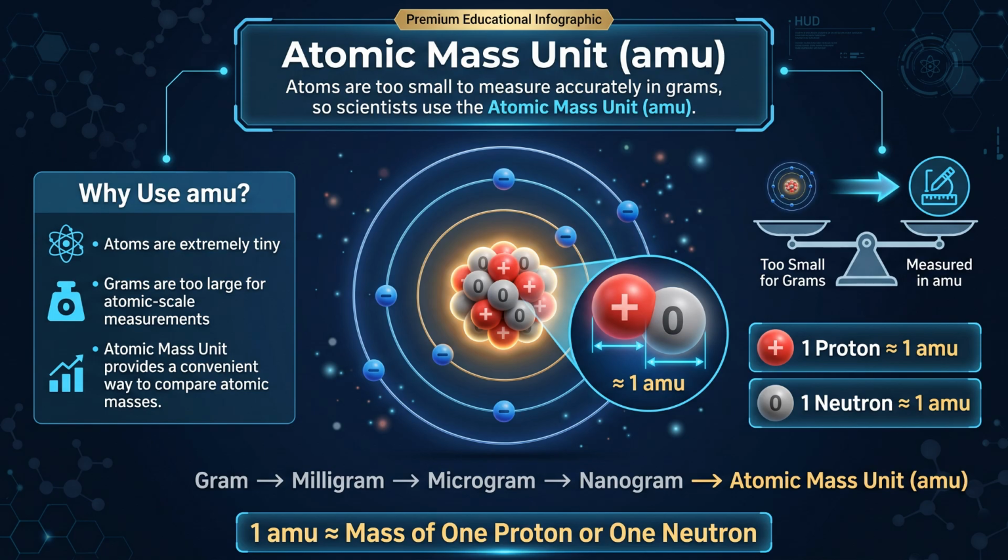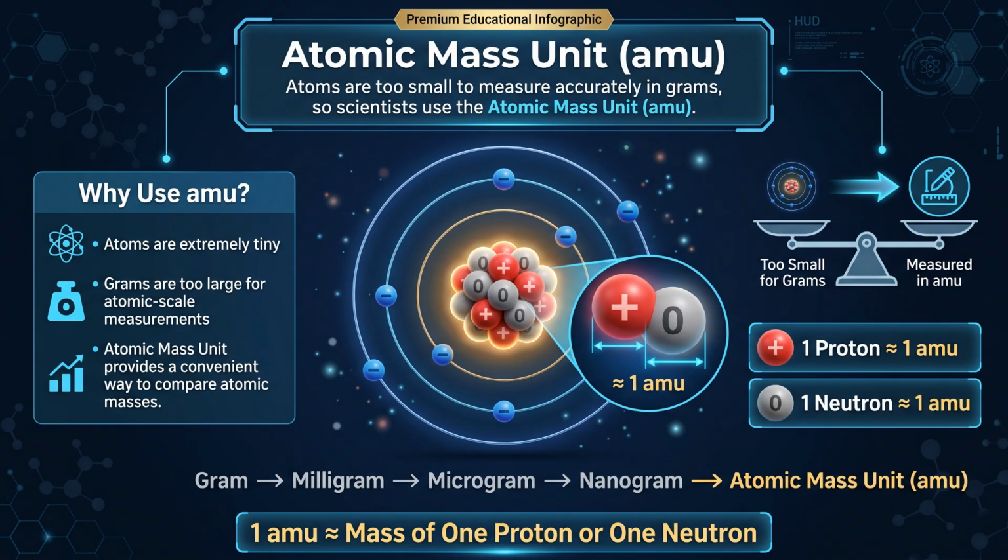To appreciate why this unit is needed, think about the size of an atom. An atom is so tiny that millions of atoms can fit across the width of a human hair. The mass of a single atom is even smaller. For example, the mass of one hydrogen atom is approximately 0.00167 grams, or 1.67×10^-24 grams. Writing and calculating with such extremely small numbers would be inconvenient and increase the chances of calculation errors. Therefore, chemists and physicists introduced the atomic mass unit to make atomic masses easier to understand and compare.